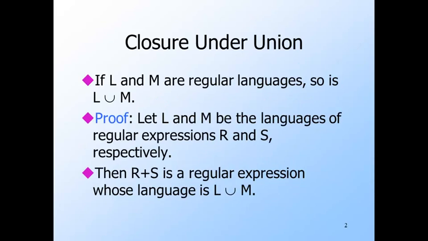Our first closure property will be union. That is, if L and M are regular languages, so is L union M. To prove this fact, we use the regular expressions, say R and S, whose languages are L and M respectively. We know L and M have regular expressions because they are assumed to be regular languages. Then R plus S is also a regular expression, and we know its language is the union of L and M.